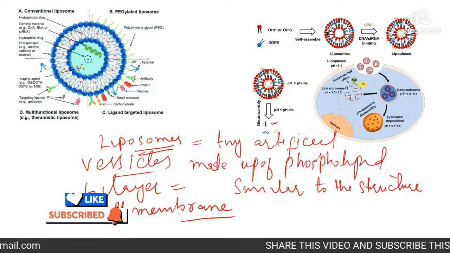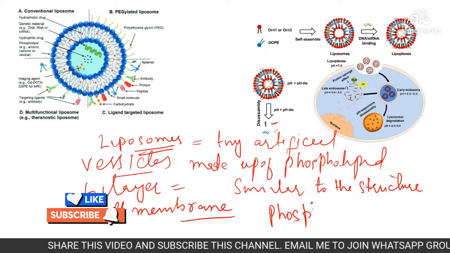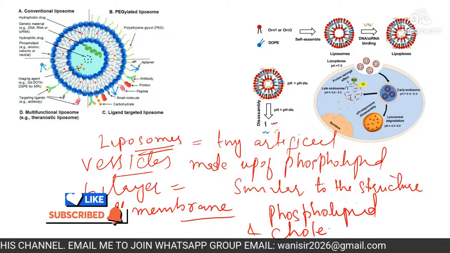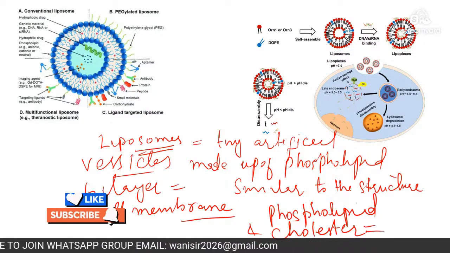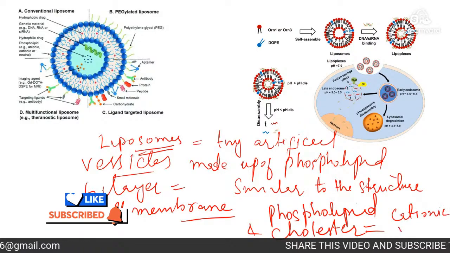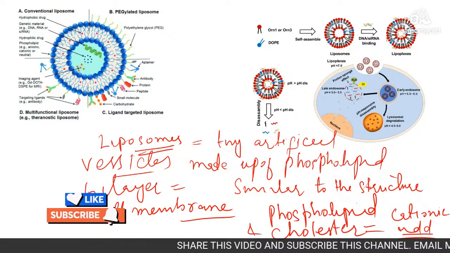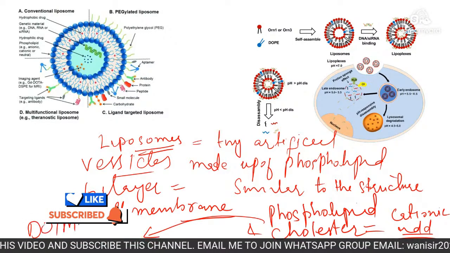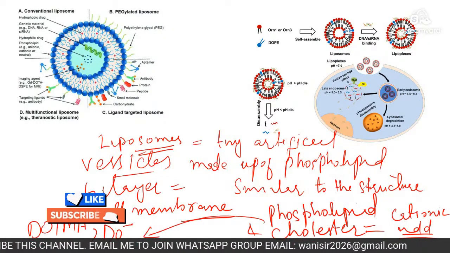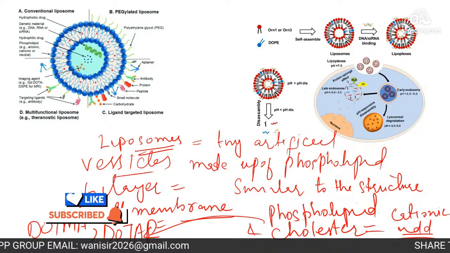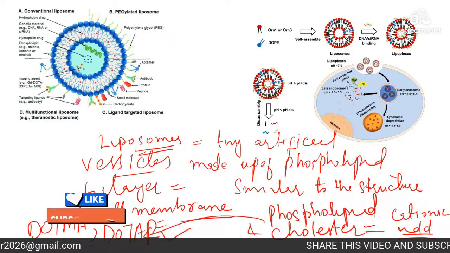We usually prepare them using phospholipids and cholesterol, and often add cationic lipids. What are the cationic lipids that we add to them? The cationic lipids are DOTMA and DOTAP. These are the two cationic lipids that you need to remember.